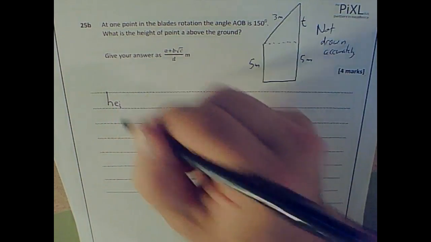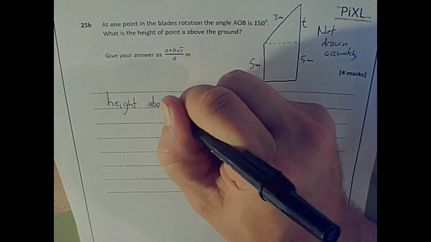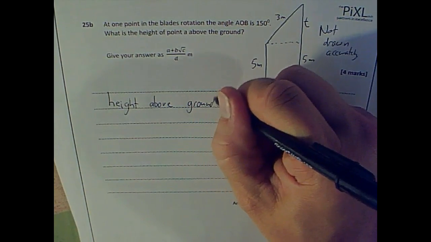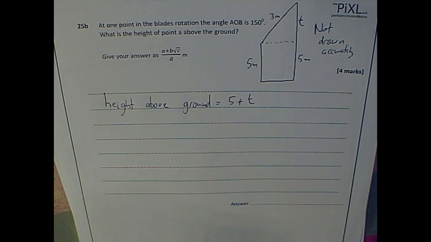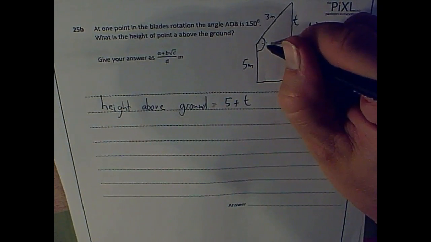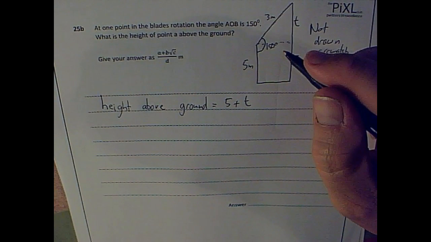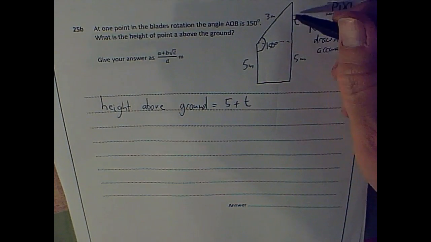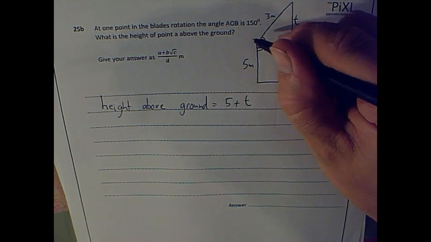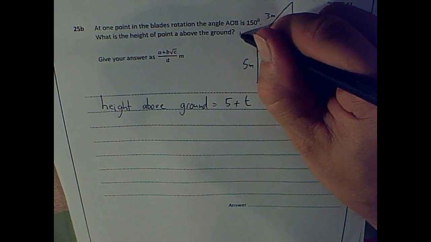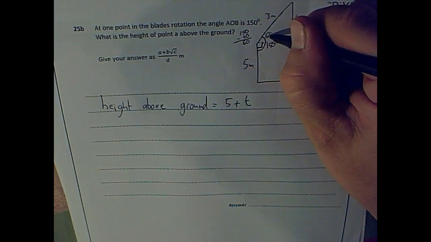Okay, so height above ground equals 5 plus my T from my diagram here. Now that whole thing there, we've been told, is 150 degrees. Right, here's the thing, I've put this line in, that helped me to see that this was 5 plus T, but it helps me again, because that is 90 degrees. So this bit here has got to be 150 take away 90, which is 60. That's got to be 60 degrees there.